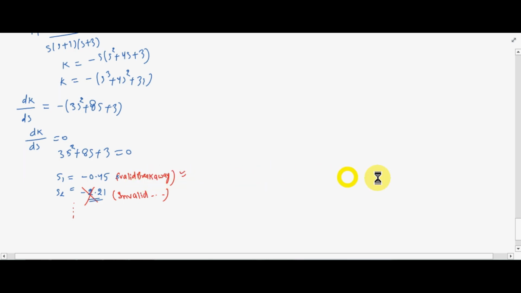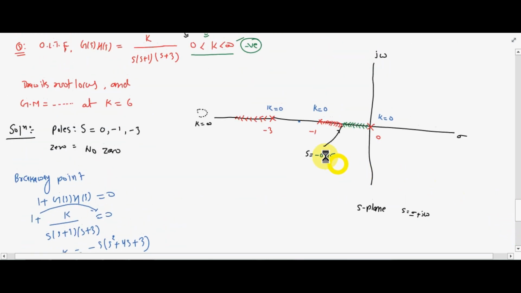Why is it called a breakaway point? Because we know the definition of breakaway point is when roots are moving away from the real axis. This is the real axis, and this is the imaginary axis. The root locus shifts from the real axis to the complex plane. From here the root locus may go in this direction, this direction, or this direction, and also the green locus may go in this direction and this direction.